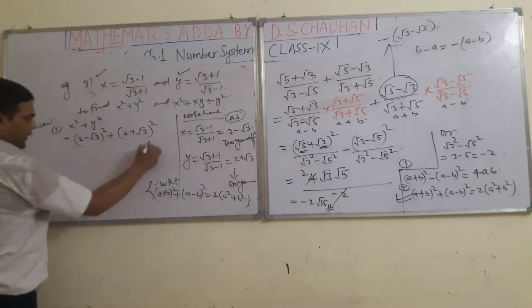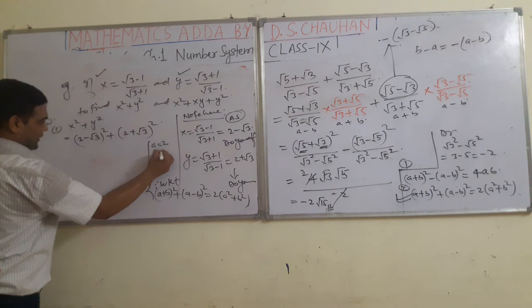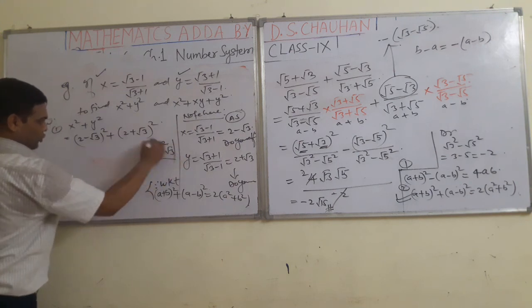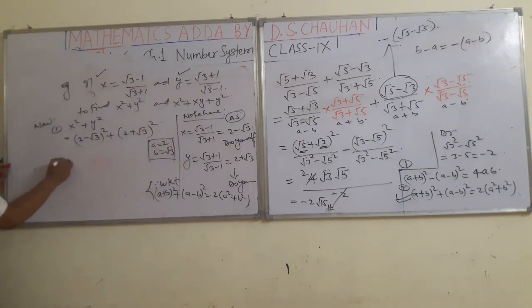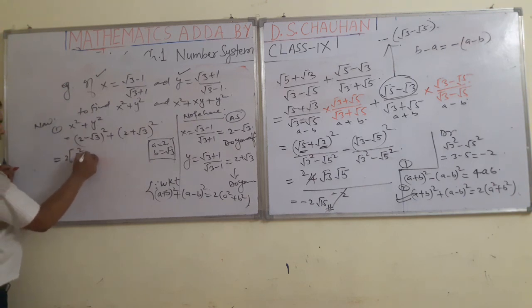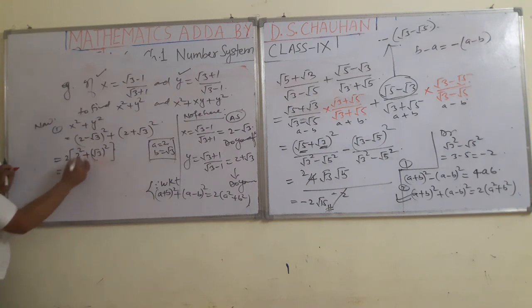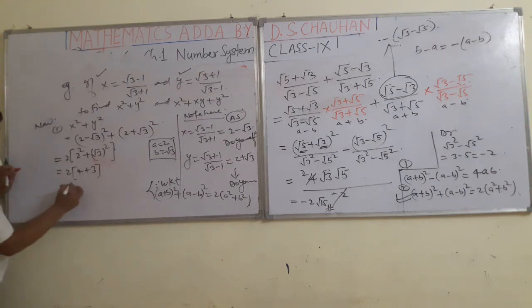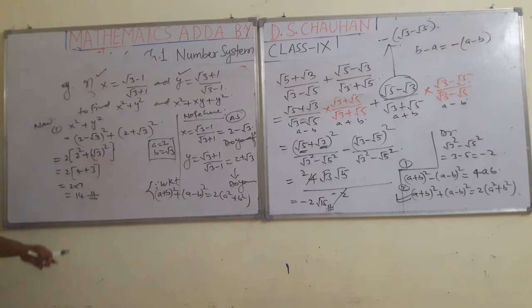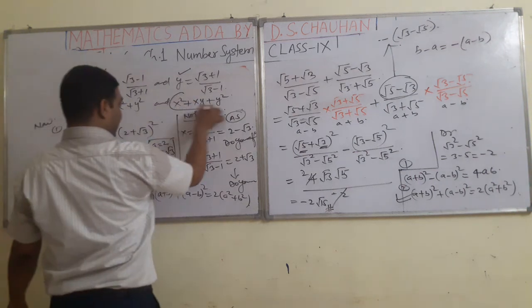Here a stands for 2, b stands for under root 3. So put the values. What will you get? 2 times a square means 2 square, plus b square means root 3 square. This is 2 square, 4, root 3 square, it is 3. 4 plus 3 is 7, multiplied by 2 it will be 14. This is the answer.